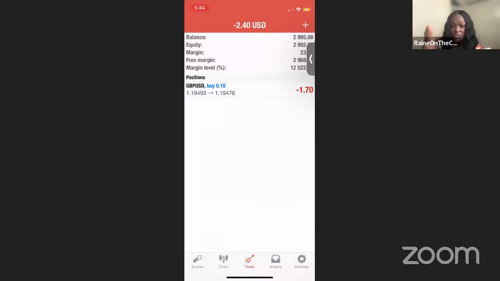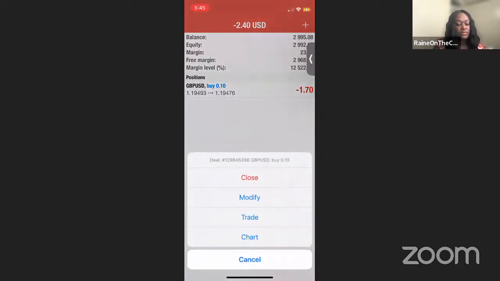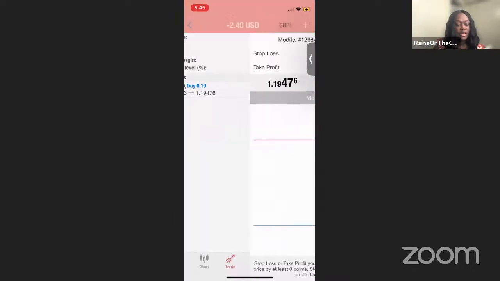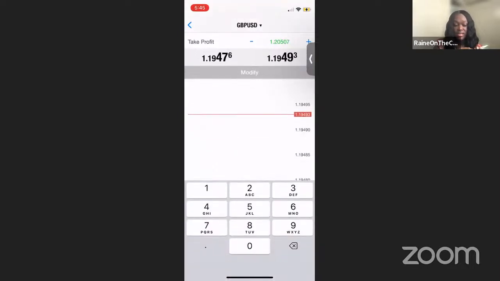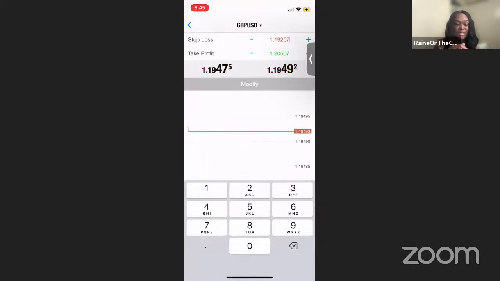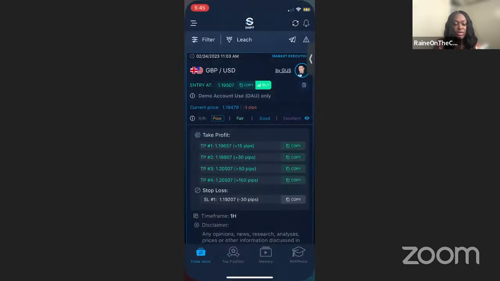And this is normal that when you enter a trade, because of the spread, you're going to be in the negative. You're going to be in the red when you enter a trade unless it's really moving up and you get in, right? So now you're going to hit modify. The stop loss is what I had put in initially, what I had copied and pasted. But you can delete that and change it to whatever you want it to be.